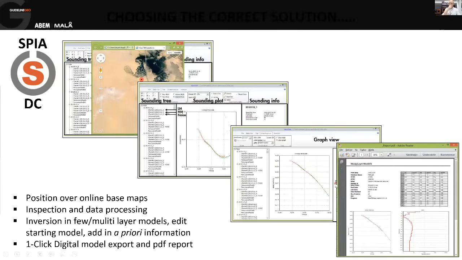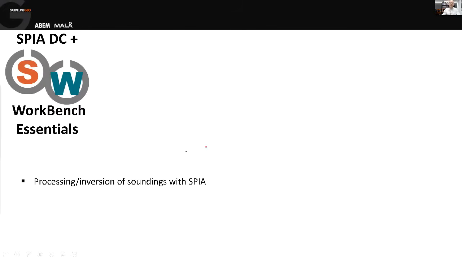And we've got a single button press PDF report. So we can take our sounding, press a button, and we get a one-pager PDF that shows us our sounding plus our model plus header information about how and where that data were collected, which can be really useful for putting in appendices of reports or firing out to customers.